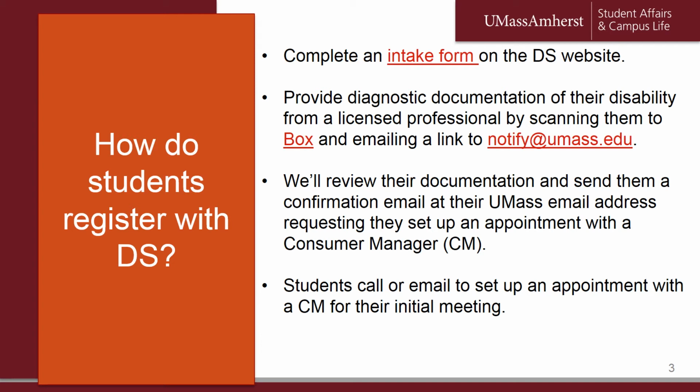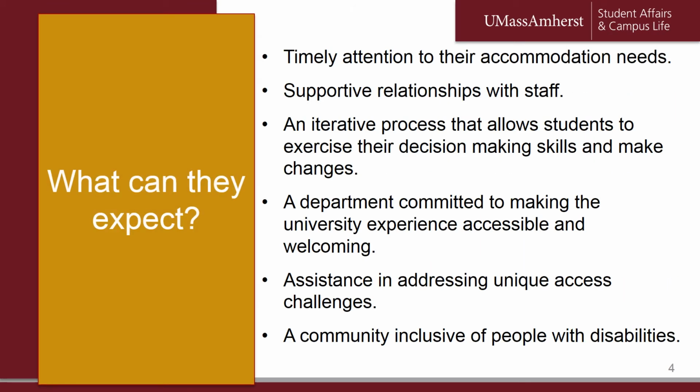What can they expect? They can expect timely attention to their accommodation needs, supportive relationships with staff, an iterative process that allows students to exercise their decision-making skills and make changes as needed, a department committed to making the university experience accessible and welcoming, assistance in addressing unique access challenges, and a community inclusive of people with disabilities.